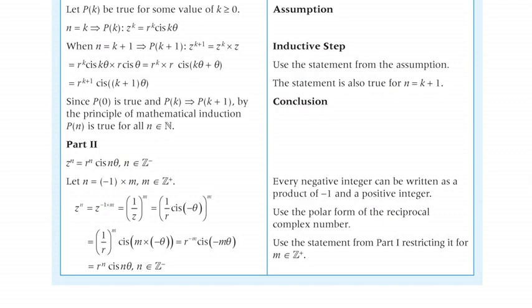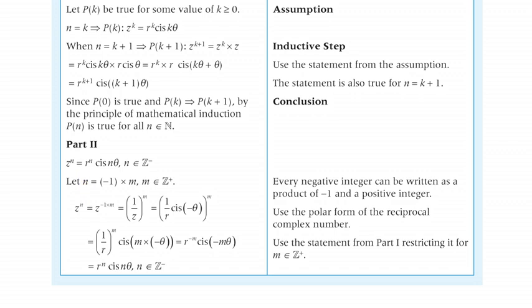Part 2. The statement that remains to be proved is for negative integers. z to the n equals r to the n cis n theta for all negative integers n. Every negative integer can be written as a product of negative 1 and a positive integer. n equals negative 1 multiplied by m, where m is a positive integer.